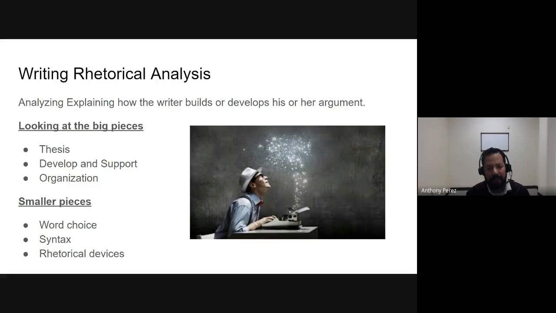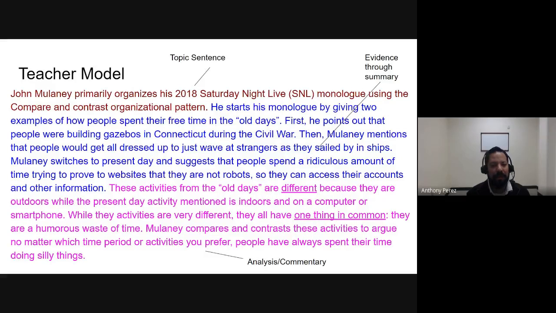Okay, so this is my teacher model. And in mine, I just analyzed how John Mulaney uses the organizing pattern of compare and contrast, but I could have picked anything from that previous slide: the thesis, the development of ideas, I could have picked the word choice or the sentence structure. And we talked all about that in the reading lesson.